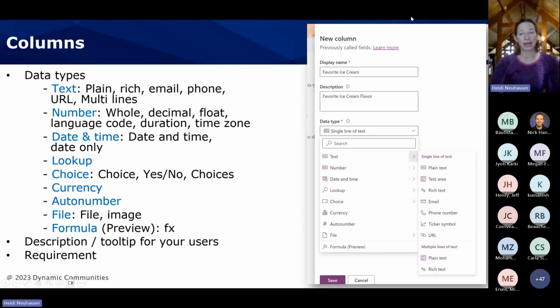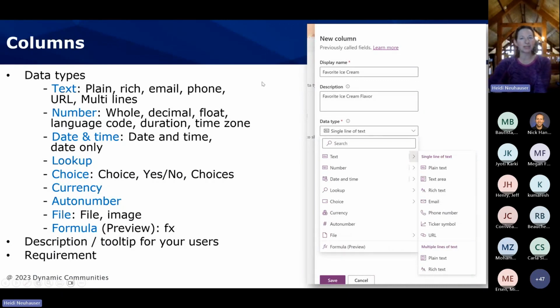Important things that I want to point out. Again, I like to point out the tiny little wins in user adoption. If you see right underneath the display name of this field, favorite ice cream, there's a description box. Now, whatever you put in this description box is going to show up for your users when they hover over that name.